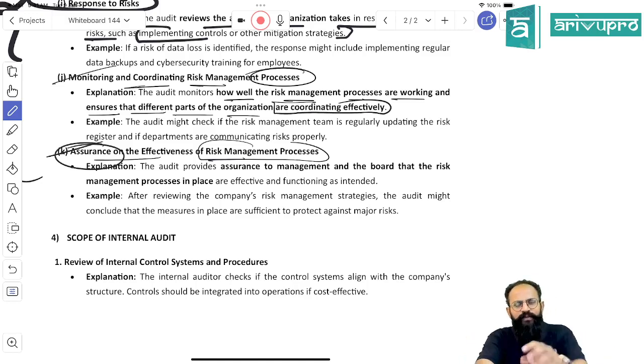So what are you doing, people? You are first identifying, prioritizing, and coming up with a framework for that. You are going to come up with a policy, and then see whether it has been implemented and the reaction of these people. The next one is coordinating and monitoring, and finally the assurance over the risk management.